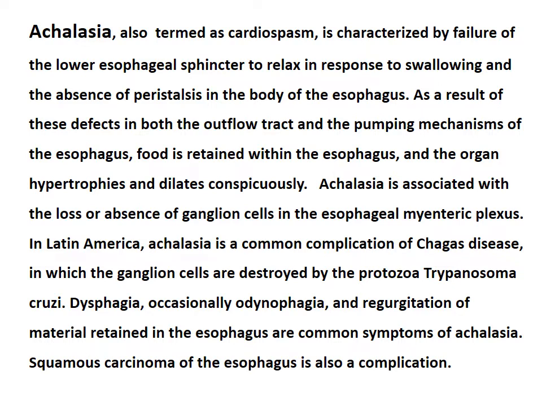In Latin America, this is caused as a complication of Chagas disease, where there is destruction of the ganglion cells by Trypanosoma cruzi.